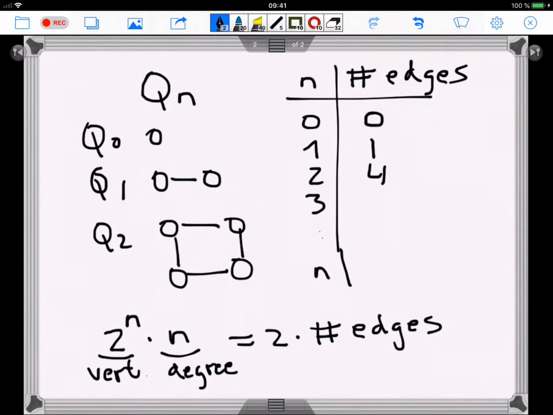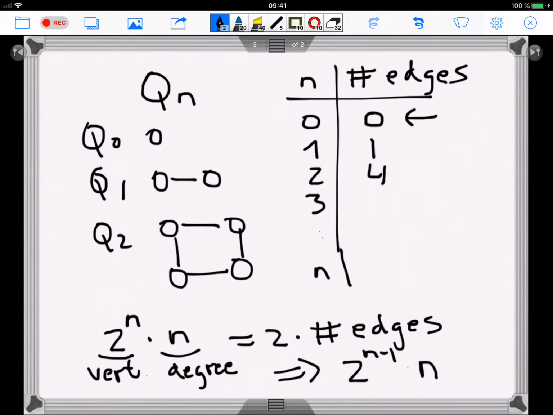We obtain 2 times the number of edges because we are counting all the possible edges in the graph. We are multiplying the degree, which is the number of edges at a vertex, times the number of vertices, but we are counting each edge twice because we count it at both extremes of the edge. So we obtain the number of edges multiplied by 2. If you solve this equation, the number of edges is 2 to the power n minus 1 times n. And this is exactly what we have here.